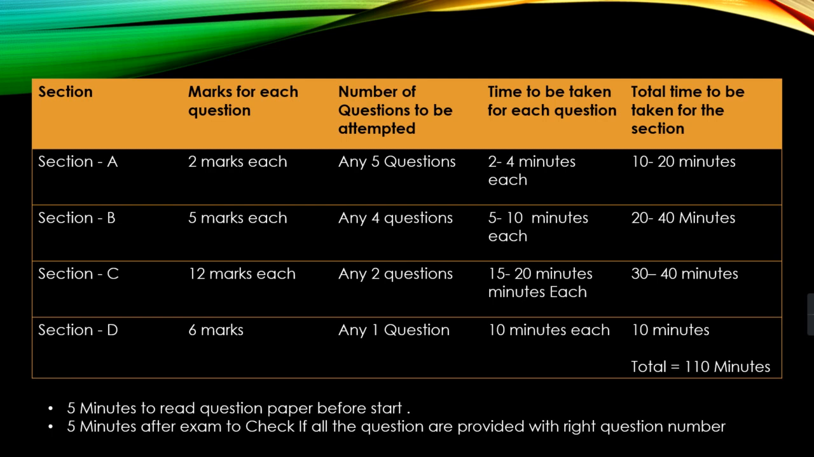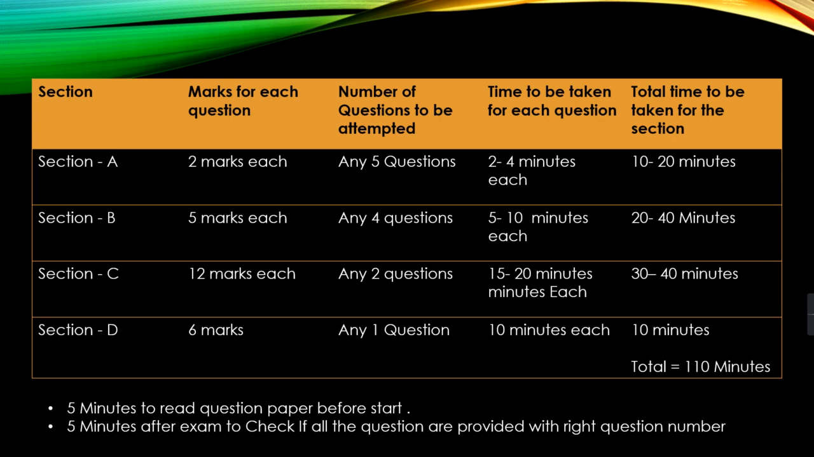The maximum should be 4 minutes for each question, and overall when you are writing those 5 questions of 2 marks each, you should take only 10 to 20 minutes. Not more than 20 minutes. Minimum obviously you will take 10 minutes for 5 questions, maximum it should be 20 minutes only.